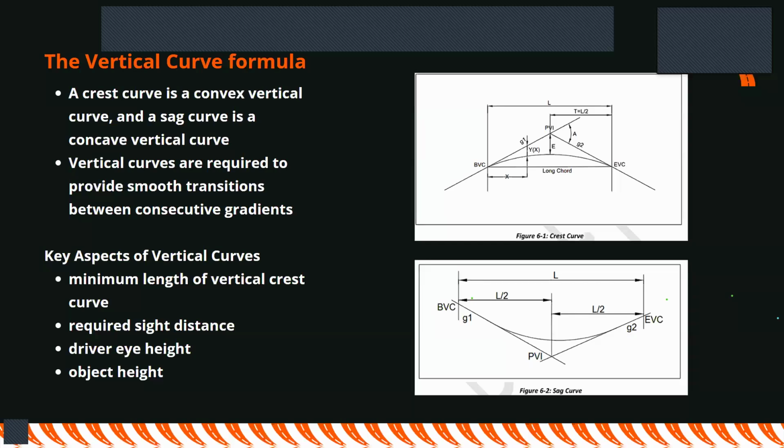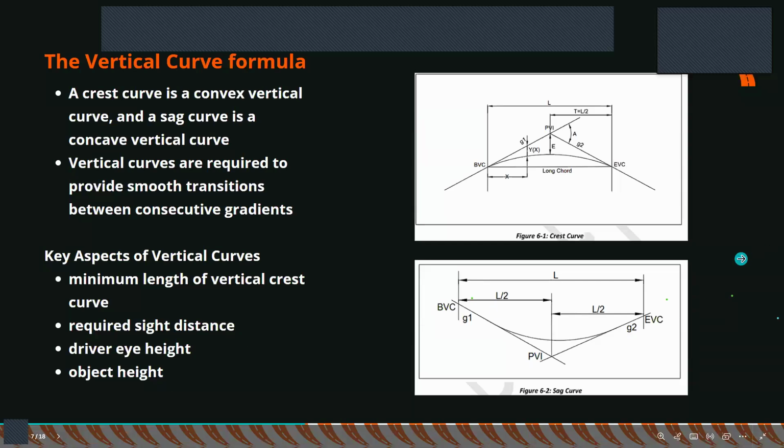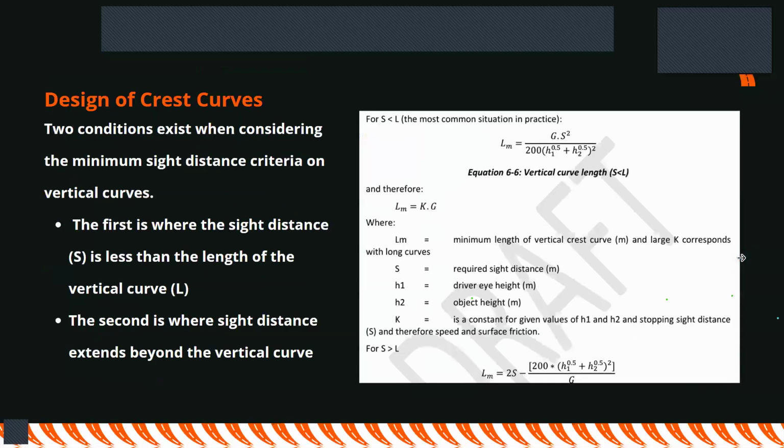So as the design engineer, you must be able to know what is the minimum length of the curve that you choose or that you're using in your section. The second thing is the required sight distance. In this case, we talked about stopping sight distance, passing sight distance, and headlight sight distance. We will also be talking about the driver's height. Of course, we always consider a height of 1.08 meters, and of course, the height of the object that we expect possibly to appear on the road.